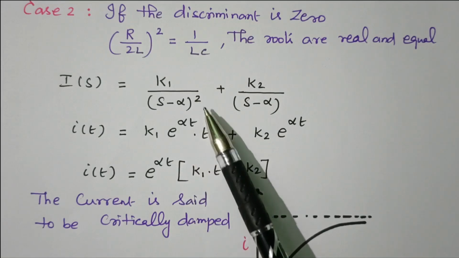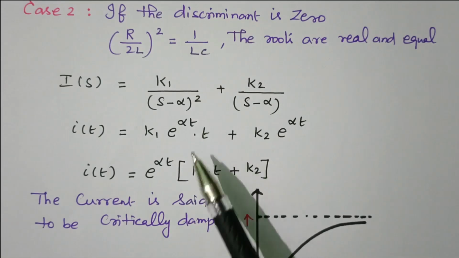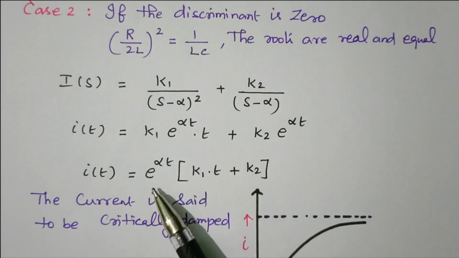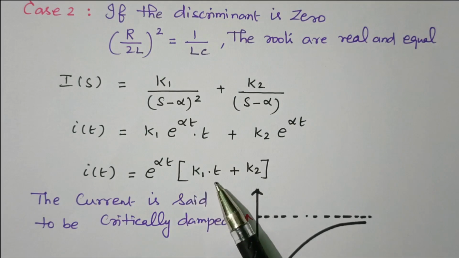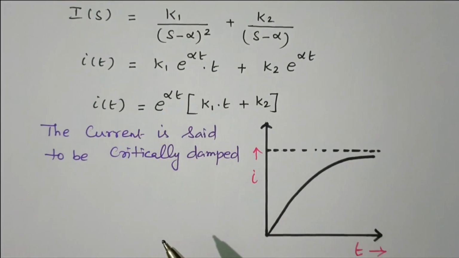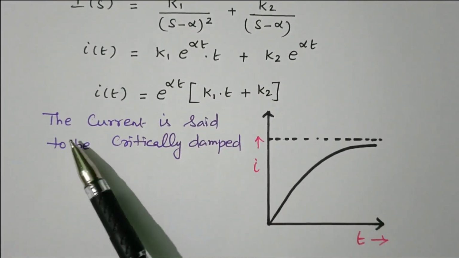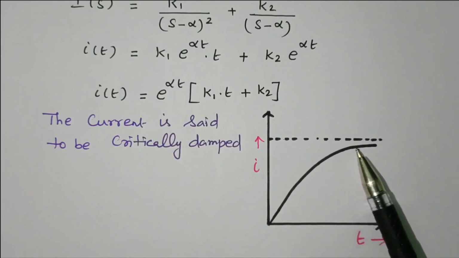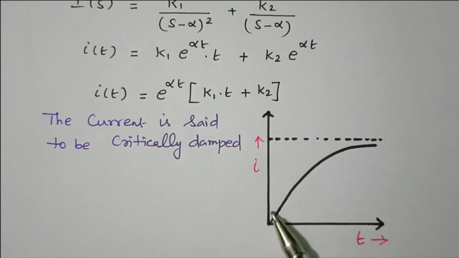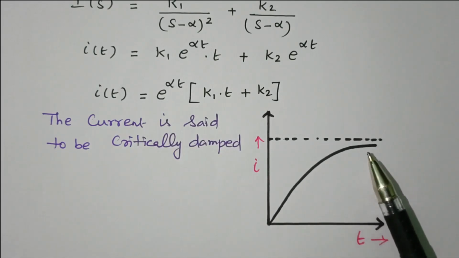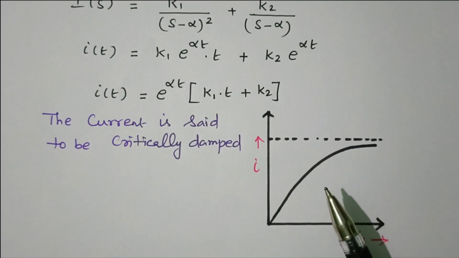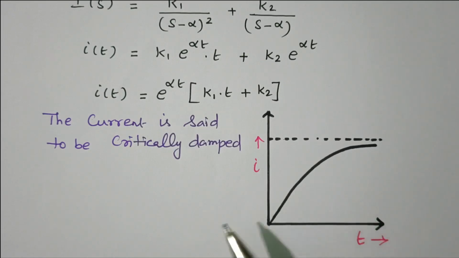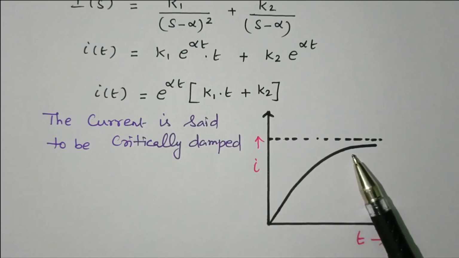Cube means t square. Power 4 means t cube. Like that it will increase. So e power alpha t is commonly available, so I of t equals e power alpha t into (k1 t plus k2), right? By analyzing the equation we can come to a conclusion. The current is critically damped. Critically damped means it goes nearby the rated value, keeps on increasing and goes nearby the rated value. So in the second case, the roots are real and equal, and the nature of the current is critically damped, decreasing gradually and reaching the critical value.